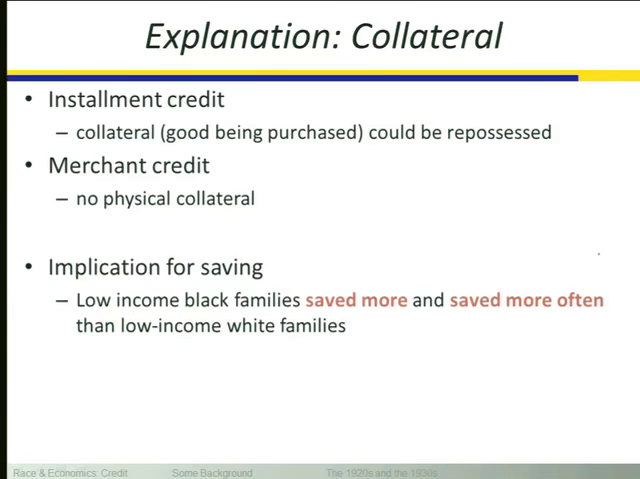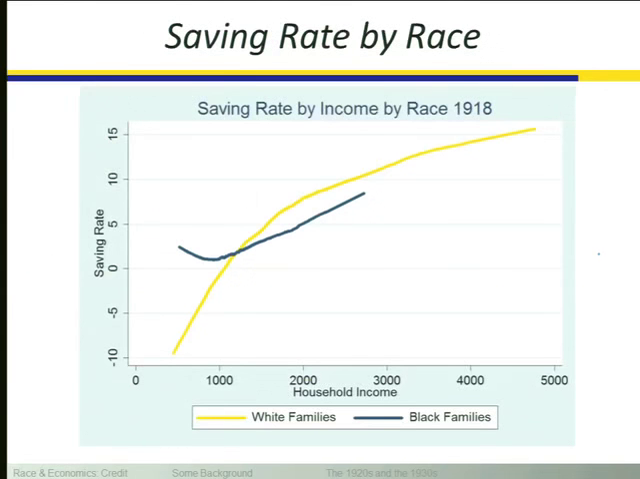And from the same data set, I look at the saving rates by race. The yellow line is the white families, the blue line is the black families. This is particularly a problem with the low income, and what you see here is at the low levels of income, the black families have a higher saving rate than the white families do. Perfectly consistent with the explanation. You would expect to see the black families saving more and saving more often than the white families.